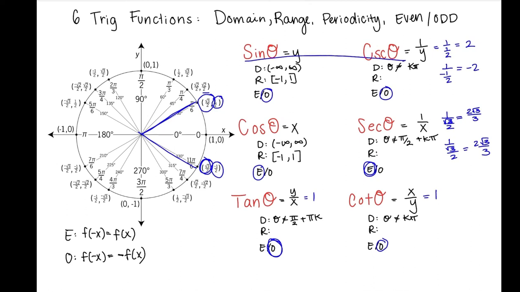So you can kind of see the pattern here. Sine and its reciprocal are odd functions. Tangent and its reciprocal are also odd functions. Cosine and secant are even functions. All right, we'll talk more about this when we go over the actual graphs of the functions later in the unit.